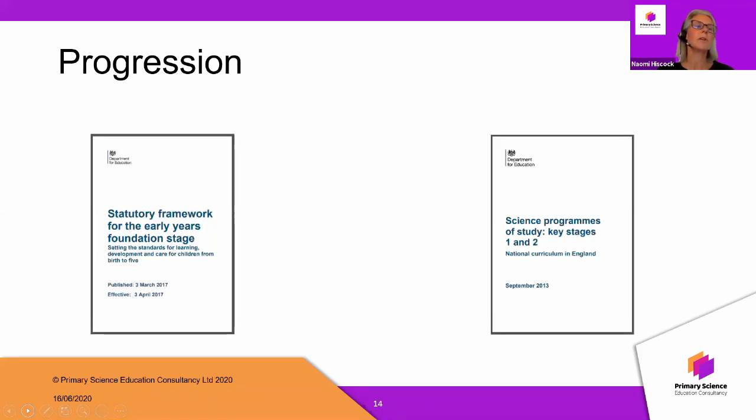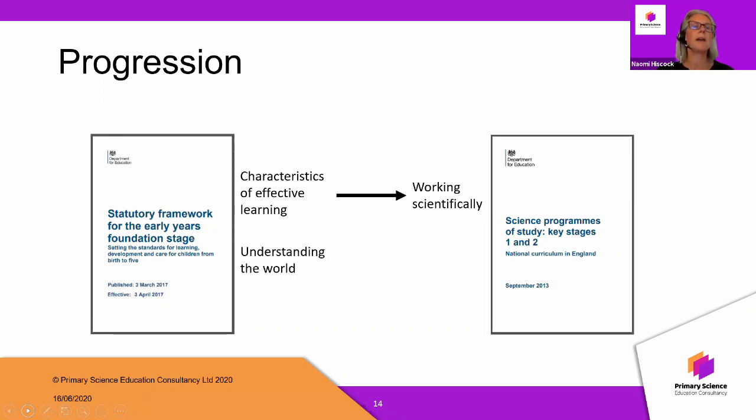So we've got the 2 documents: the foundation stage framework, and then the national curriculum for Key Stage 1 and Key Stage 2. And we've got those characteristics of effective learning, which for me later turn into the working scientifically skills. So it's the way we go about our learning, the way that we go about our science learning in Key Stage 1 and 2. And then the understanding of the world becomes the knowledge content within the primary curriculum, Key Stage 1 and Key Stage 2.